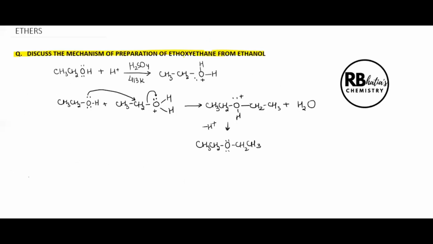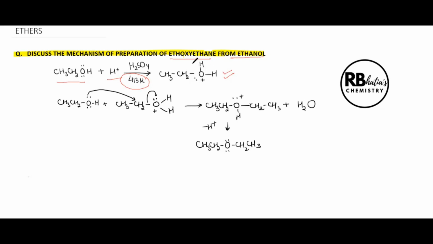This next question is from ethers. So under ethers, an important question which comes in this category of 2, 3, 5 marks questions: discuss the mechanism of preparation of ethoxyethane from ethanol. So ethanol in acidic medium at 413 Kelvin is going to form protonated ethanol, protonated alcohol. If the temperature is high, this loses water.